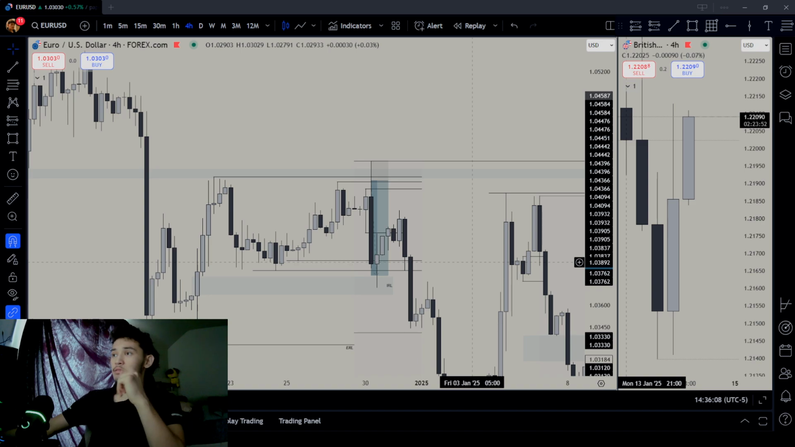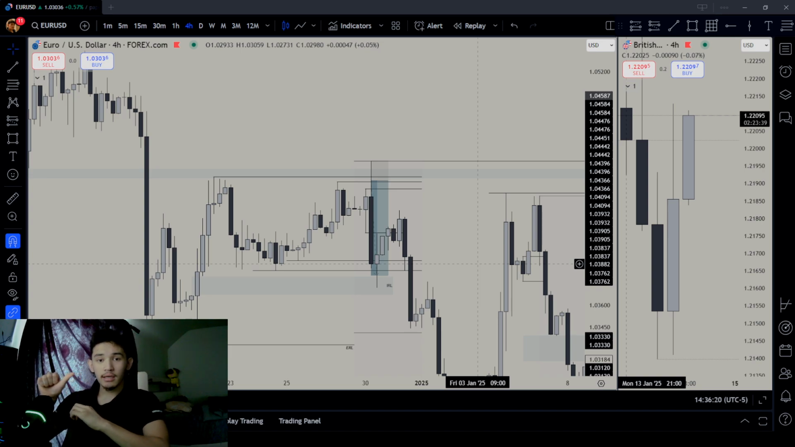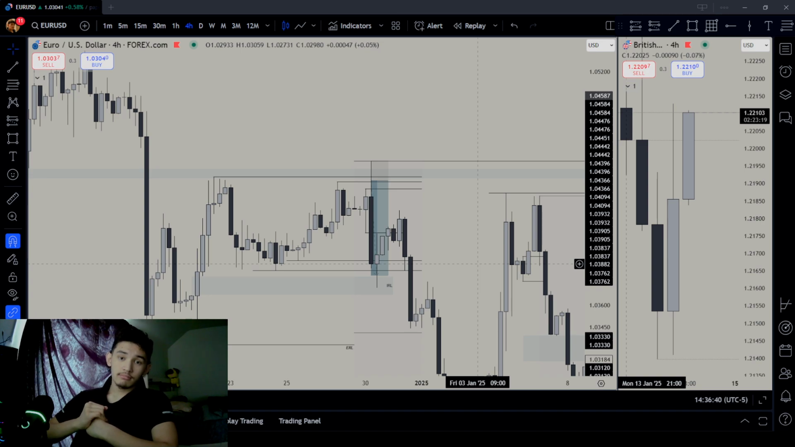Let's get into it. What are the protocols of this Forever model? What do you need for this Forever model? You need a lot of things. You first need a higher time frame drawn liquidity. You need a bias and narrative to the higher time frame drawn liquidity. You need time. Simple as that. You don't need much.